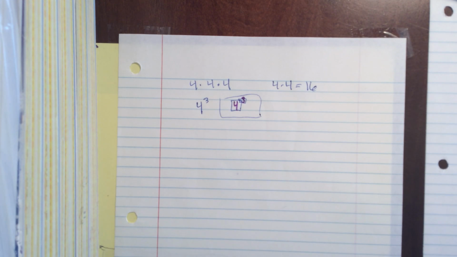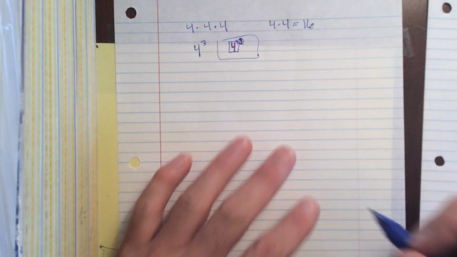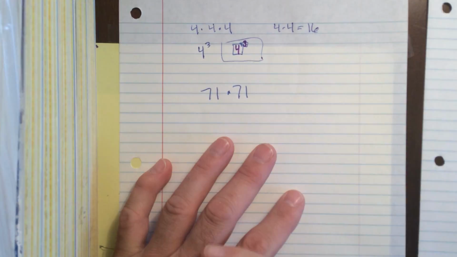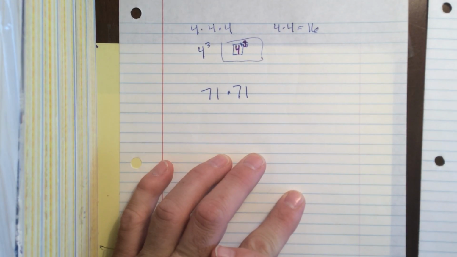I'll do a couple more of these. Oh, incomplete answer. Okay. I'm just going to skip it. Jump a level to show you how hard it gets. They could say, write 71 times 71. Write the expression using an exponent.